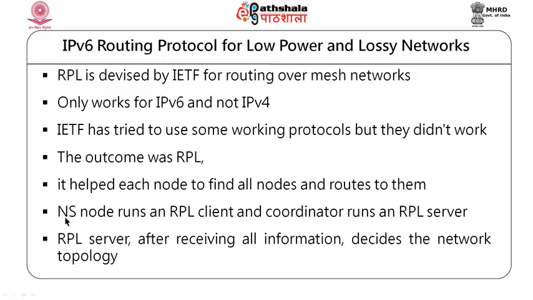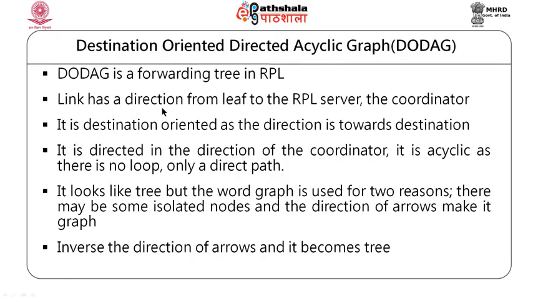In the case of non-storing nodes, they run an RPL client, and the coordinator runs an RPL server. The RPL server, after receiving all information, decides the network topology. We have already discussed this. But that topology now is in which form? In some graph, because they are connected. All nodes are connected to each other in some form, that makes it a graph. But which type of graph is it? It is acyclic, because we will not expect any loops in it. That is why it is called acyclic.